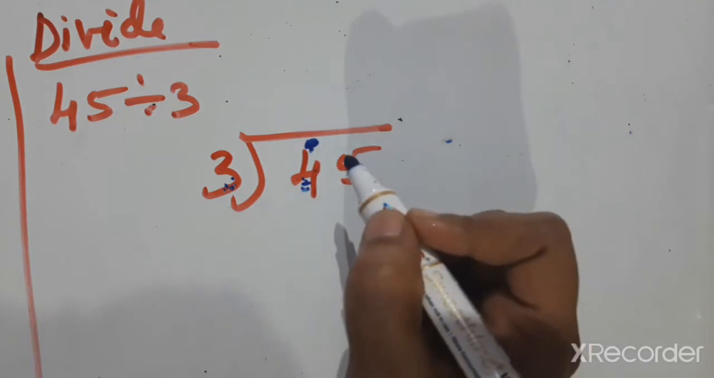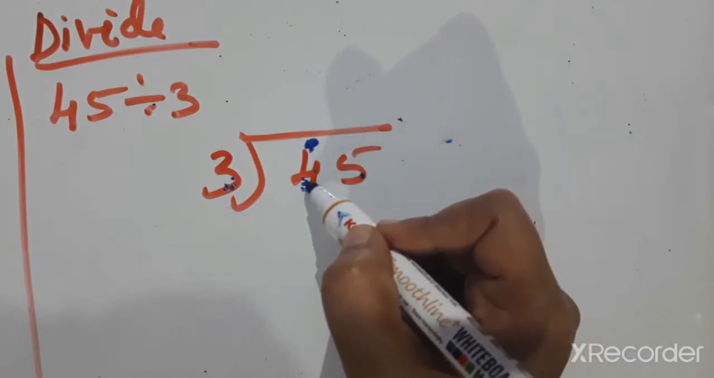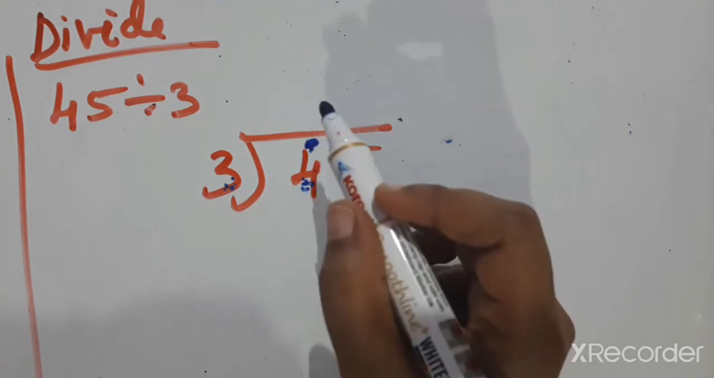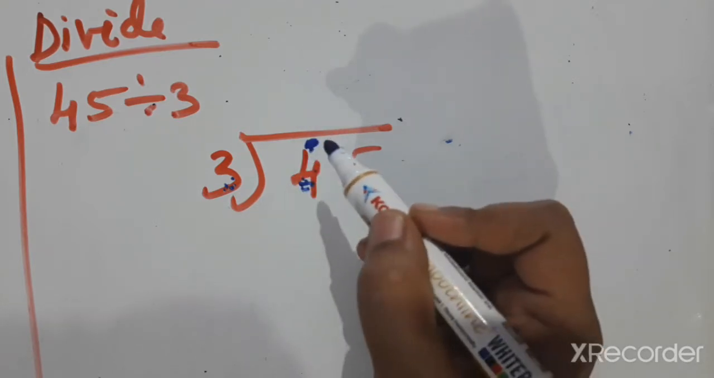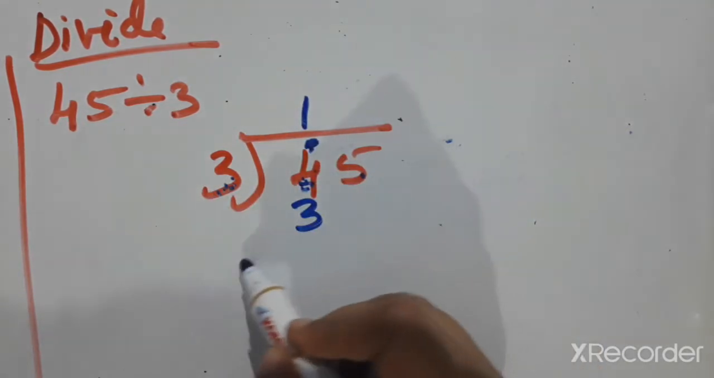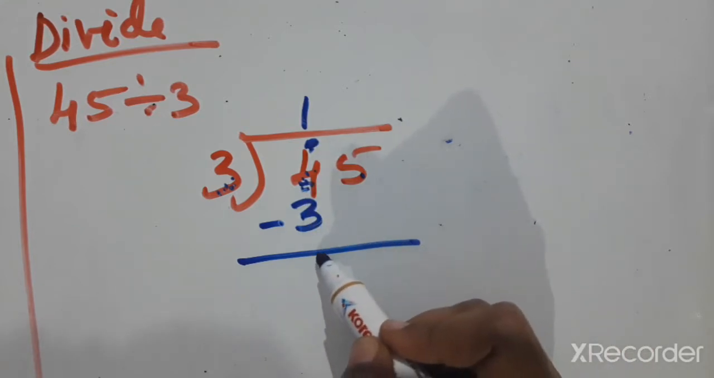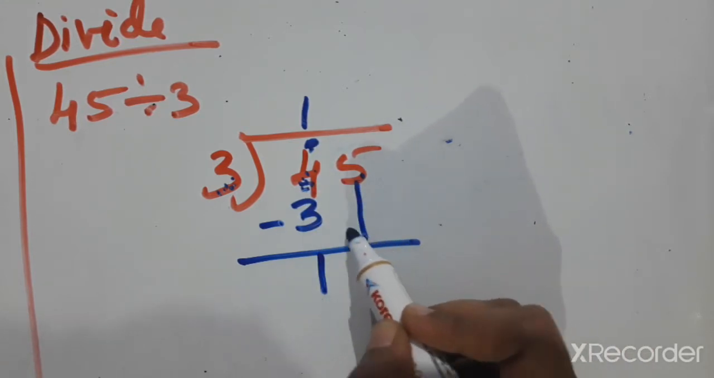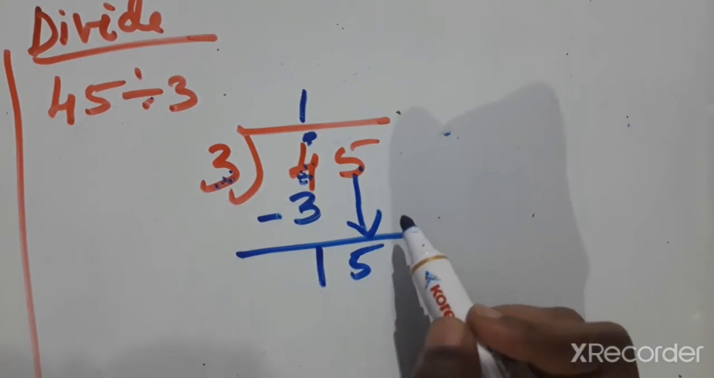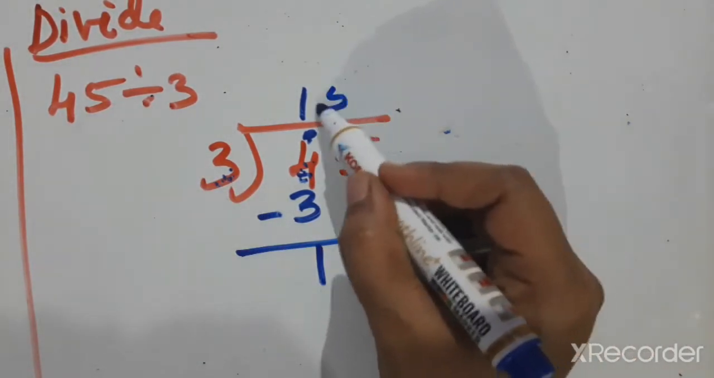So 3 how much are nearer to 4? 3 ones are 3. 3 twos are 6. 3 twos are 6 is greater than this. So we want exactly this number or a nearer one. So 3 ones are 3. Now 4 minus 3. How much? 4 minus 3 is 1. I'll bring this 5 down. 15. Now 3 how much are 15? 3 fives are 15. We get the exact number.